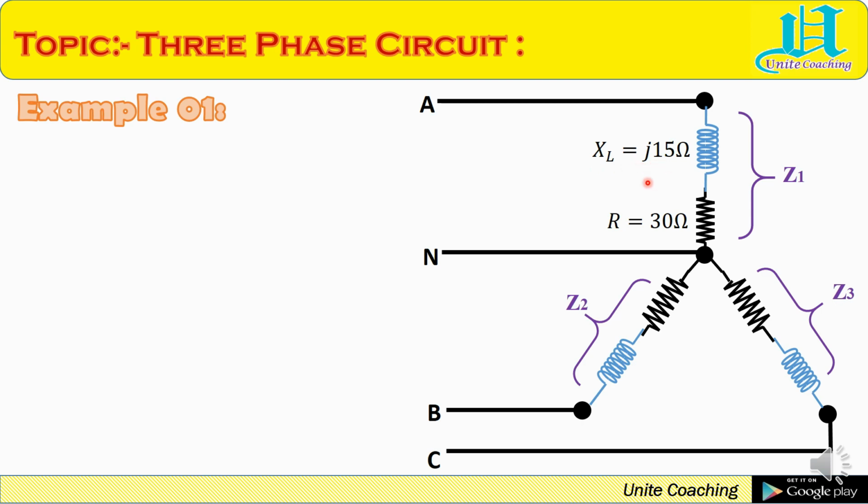J stands for imaginary part. In electrical engineering, resistance is considered as the real part and reactance is considered as the imaginary part. That is why in complex numbers they are written as R as 30 ohms and XL as J15 ohms.